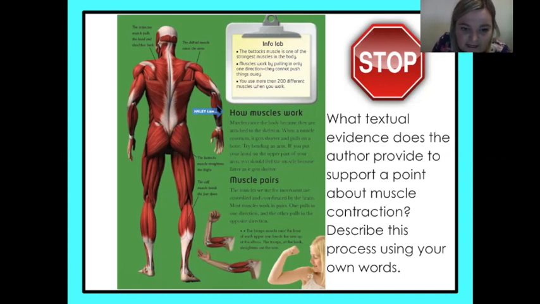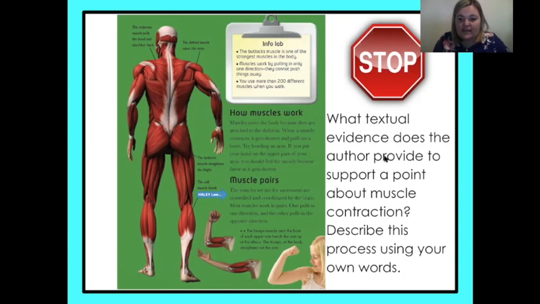The muscle pairs. The muscles we use for movement are controlled and coordinated by the brain. Most muscles work in pairs. One pulls in one direction and the other pulls in the opposite direction. Down here it says the biceps muscle near the front of each upper arm bends the arm up at the elbow. The triceps at the back straighten out the arm.